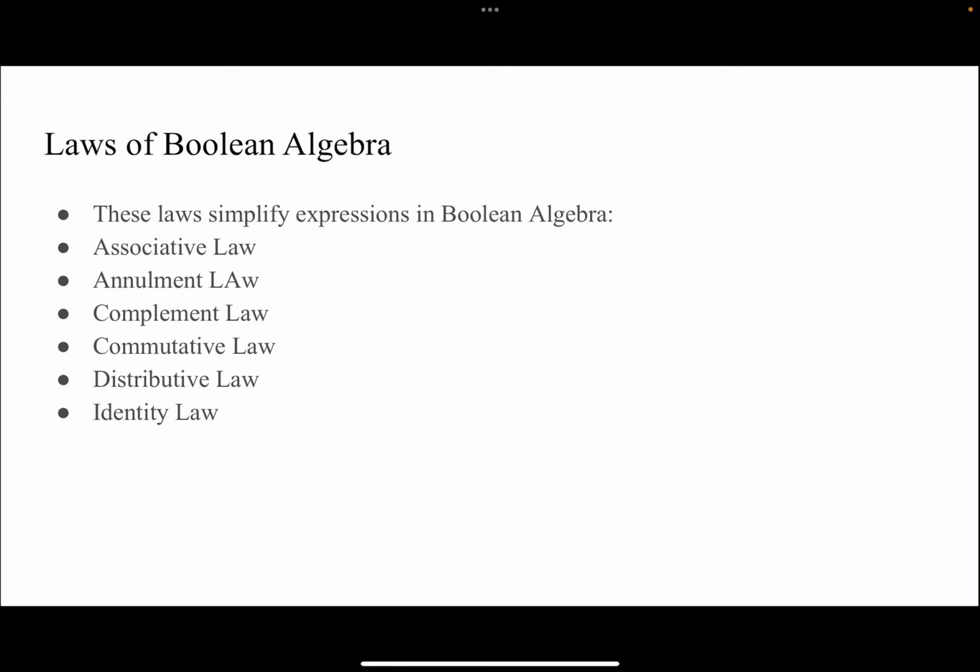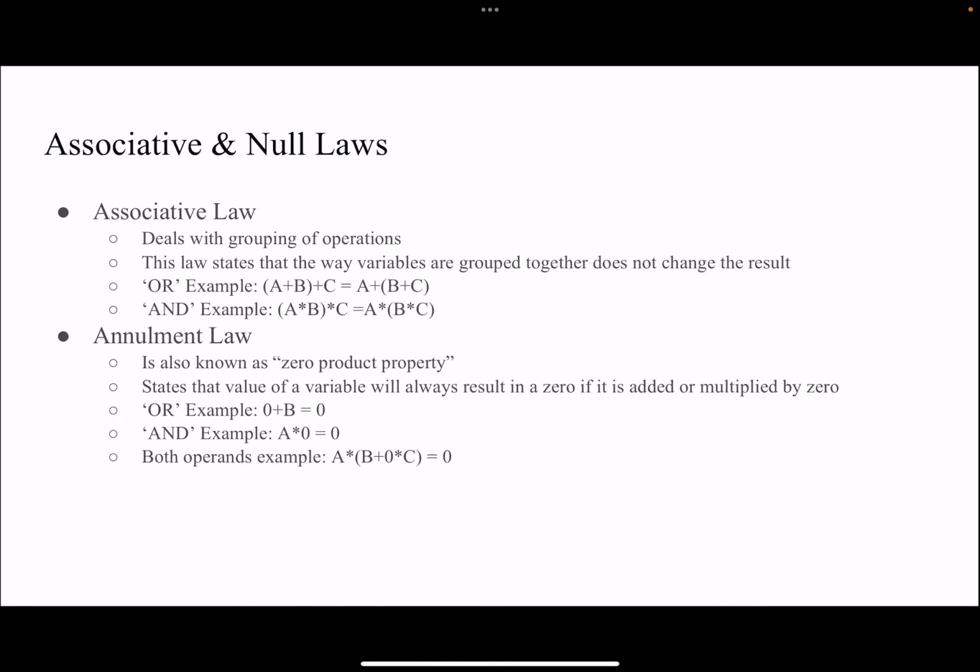Laws of Boolean algebra. These laws simplify expressions in Boolean algebra: associative law, annulment law, complement law, commutative law, distributive law, and identity law. These are the definitions of associative and null laws.